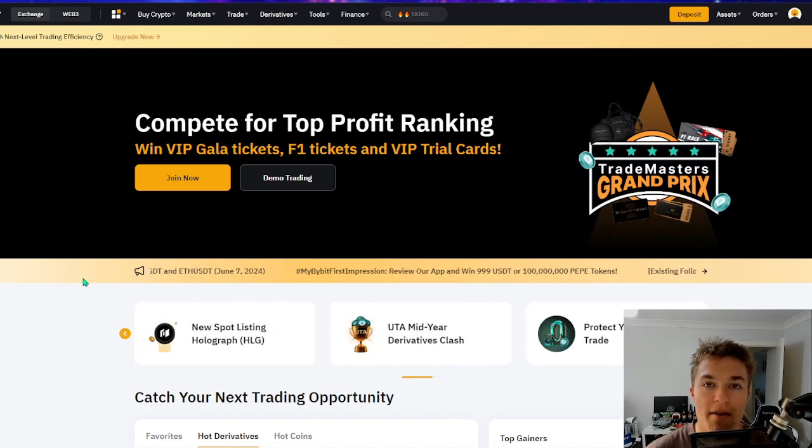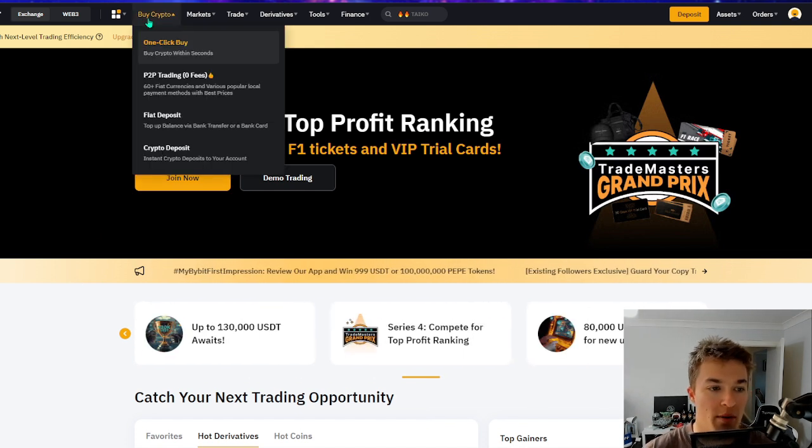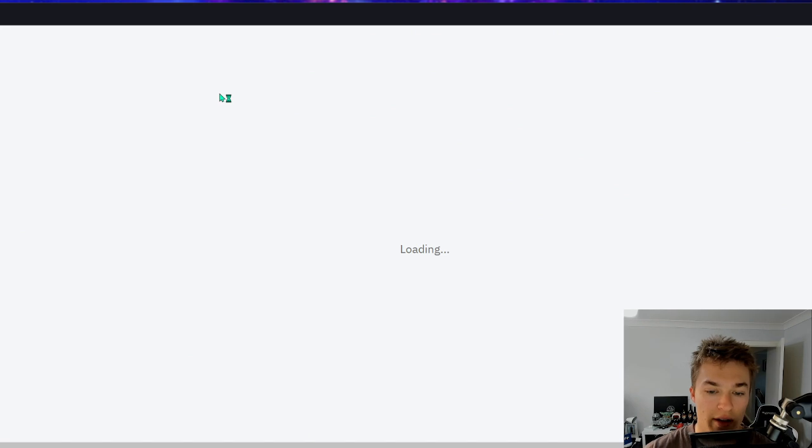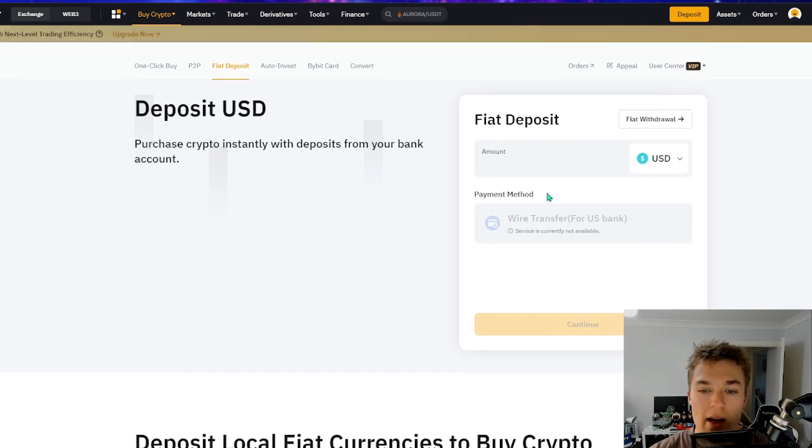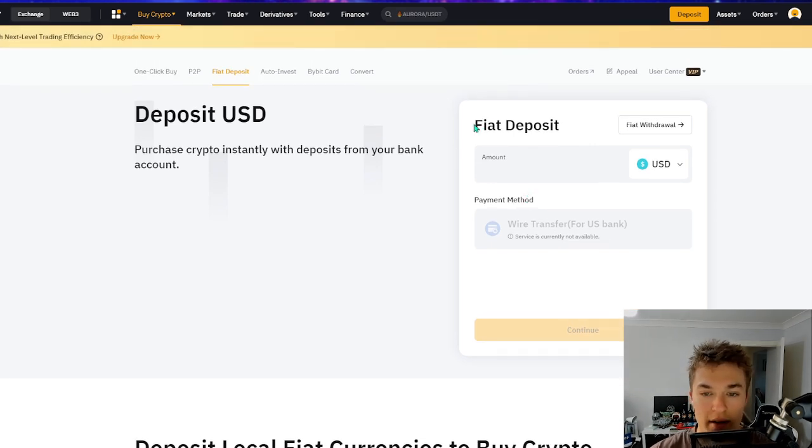Alright, so once we've signed up and verified our account, the next thing we're going to want to do is deposit some funds. There's a couple of ways that you can deposit funds. If we just go into, firstly, we can deposit fiat. Now, this is only available to United States users, I believe. You can see that it is a wire transfer from a bank account. As you see with a lot of other exchanges, you can just deposit fiat currency, very quick and easy.